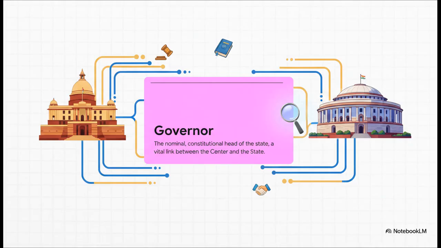Right, so what does nominal head actually mean? Well, it's kind of like being the chairperson of a company. You have the official title, you oversee things, but it's the CEO, who in our case is the chief minister, who's running the day-to-day business. The governor's main job really is to be that vital link, that bridge between the state and the central government.